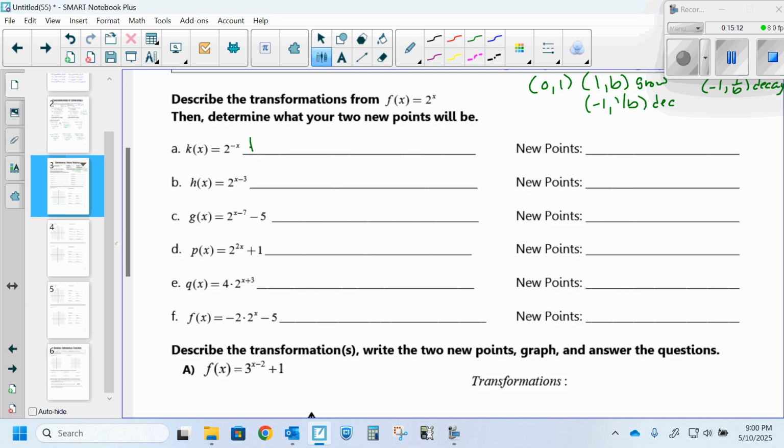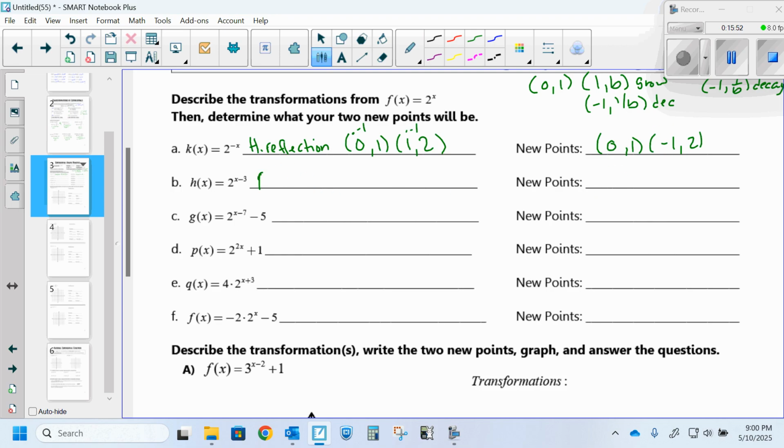This has a horizontal reflection. And all of these are growth, okay? So we're going to use 0, 1 and 1, b. And your b is 2. Your base is 2. b stands for base. Okay, now the negative affects the x values, and you're going to multiply the x values by -1. So our 2 new points are going to be 0, 1, and -1, 2. 0 times -1 is 0. 1 times -1 is -1. So those are the 2 points that we're going to use on our graph.